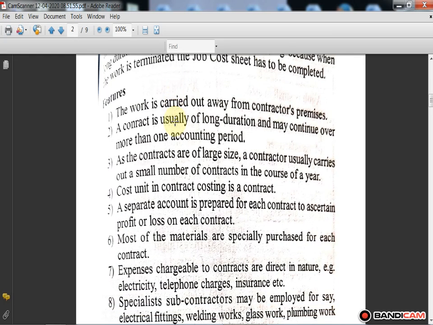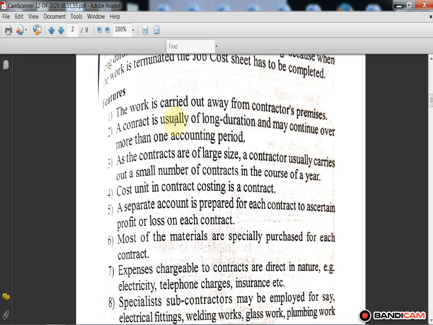The work is carried out away from the contractor's premises. Okay, the first feature of contract costing is that the work is carried out away from the contractor's premises. That is, a contract is executed generally in the premises of the customer. The contract is executed or completed in the premises of the customer or contractee. So the work is away from the contractor's premises.